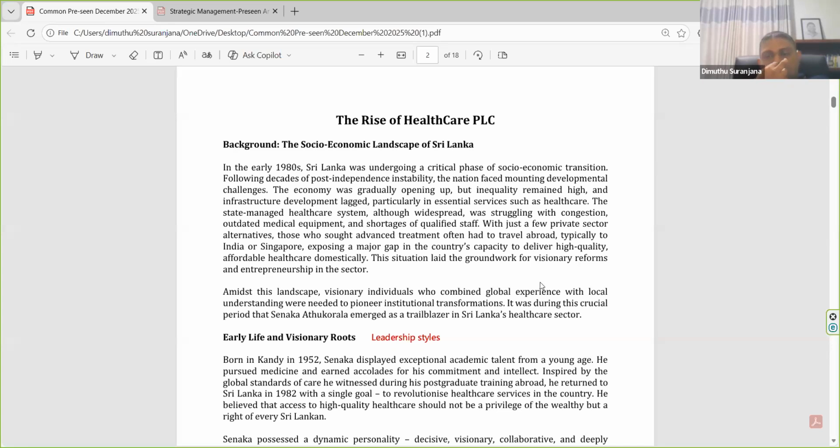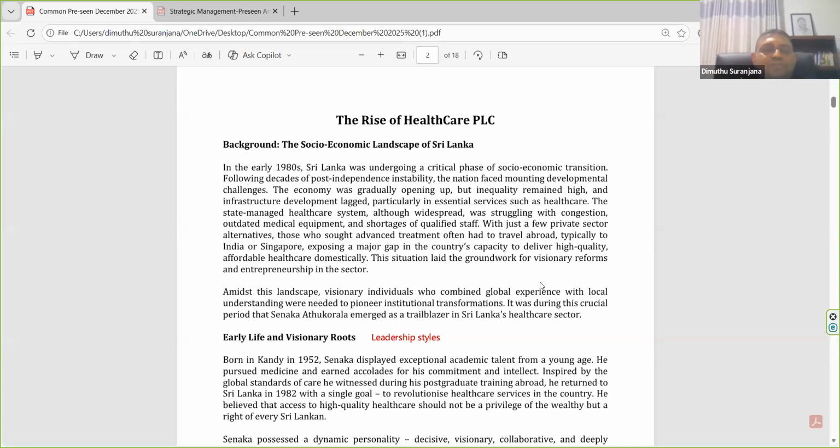So there was a huge difference between rich people and poor people. Inequity remained high, and infrastructure development lacked. There was not sufficient infrastructure, particularly in essential services such as healthcare. There was an issue especially with the healthcare industry. The state-managed healthcare system, the government hospital system, although widespread, yes, we all know that there are hospitals covering the whole country in different areas, was struggling with congestion. There were many patients for those hospitals, maybe long queues, and a patient had to wait for a certain operation for a long period of time.